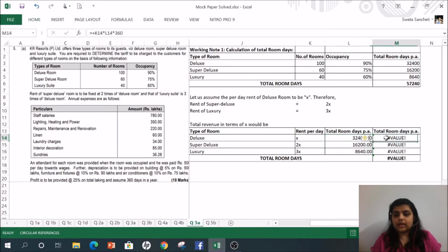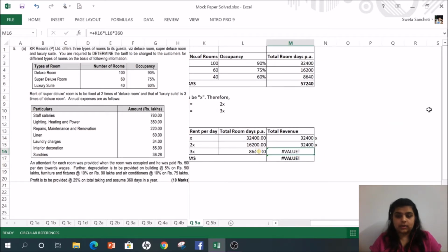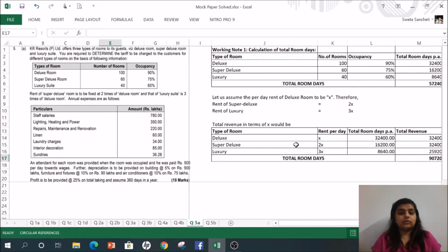So my total revenue would be, this would be 32,400x, this would be 16,200 into 2, that is again 32,400x, and this would be 8,640 into 3x, total to be 90,720x. This is the revenue that I'm going to earn in terms of x. Now let us read ahead.